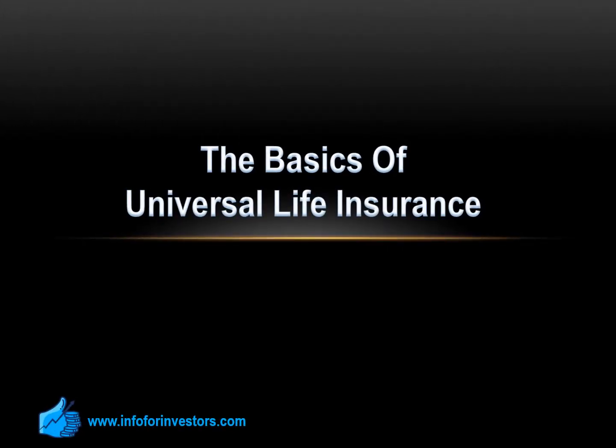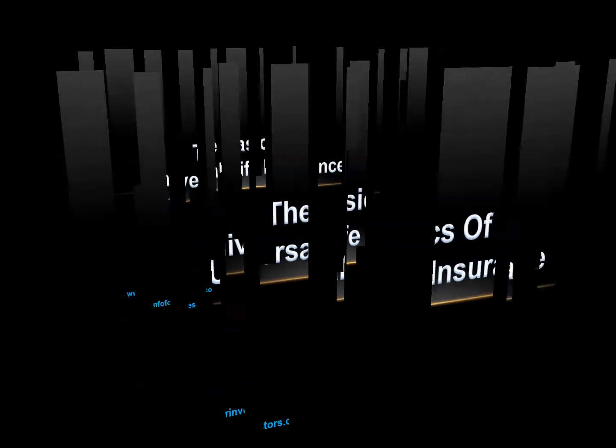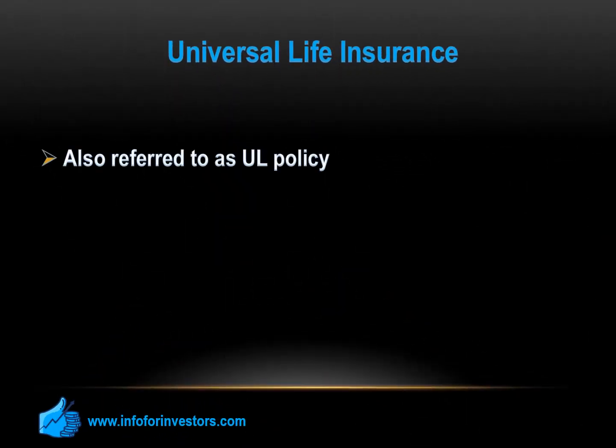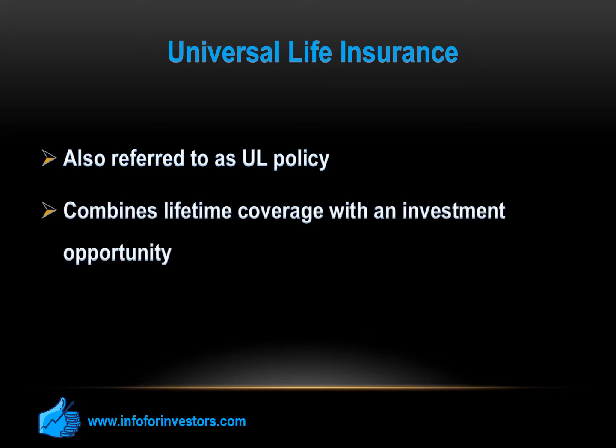Today we're going to discuss universal life insurance. Universal life insurance, also referred to as a UL policy, is a type of life insurance (see the different types of life insurance article on our website) which combines lifetime coverage with an investment opportunity. This type of policy gives the insured a chance to gain cash value over time, as long as they pay their premiums. The insured can use the gained cash value, which earns interest, to borrow from or for other purposes.